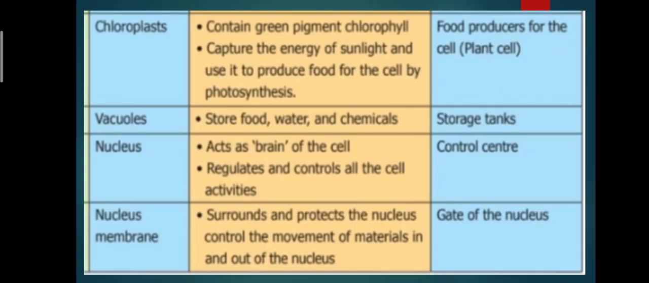Next one, nucleus. Director or brain of the cell. Covered by a double membrane, the nuclear membrane, in a eukaryotic cell. Contains RNA, DNA, protein, nucleolus and chromatin network. Function: control the activity of the cell, start cell division. It has chromosomes or DNA which control the hereditary characters.